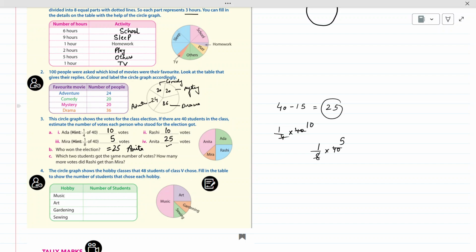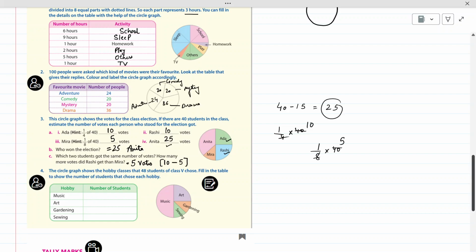Which two students got the same number of votes? So Ada and Rashi are the two students who got the same number of votes. How many more votes did Rashi get than Meera? We have calculated Rashi got 10 votes and Meera got 5 votes. So it is 10 minus 5, that is 5 votes as the answer here.